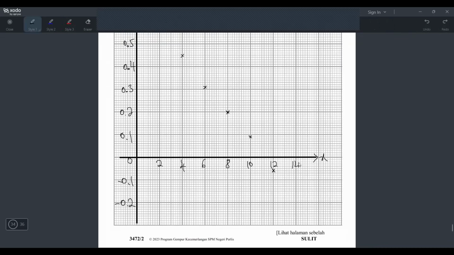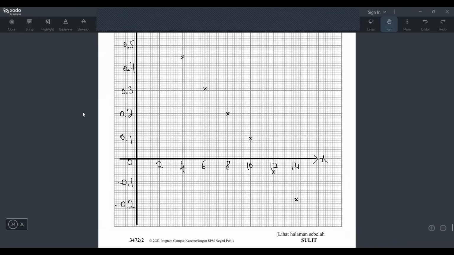14 is here. Negative 0.18 is just negative 0.2 go up one small box, which is negative 0.19. Go up one more, negative 0.18. Right? When you go up, you have to add 0.01. Okay, done already. Now we can draw our line of best fit, right?